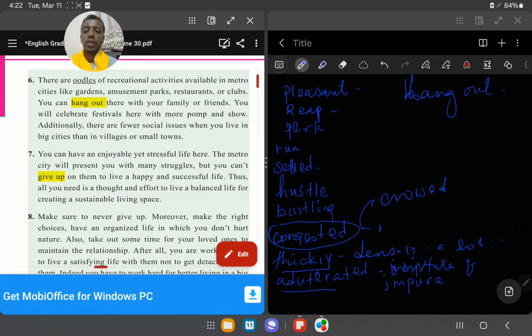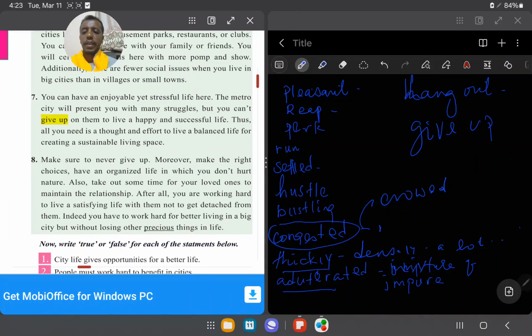The metro city will present you with many struggles, but you can't give up on them to live a happy and successful life. You can't give up. You can't stop leading a happy life. Here is give up. Don't give up means don't stop. Okay. Next one is make sure to never give up. Never give up.